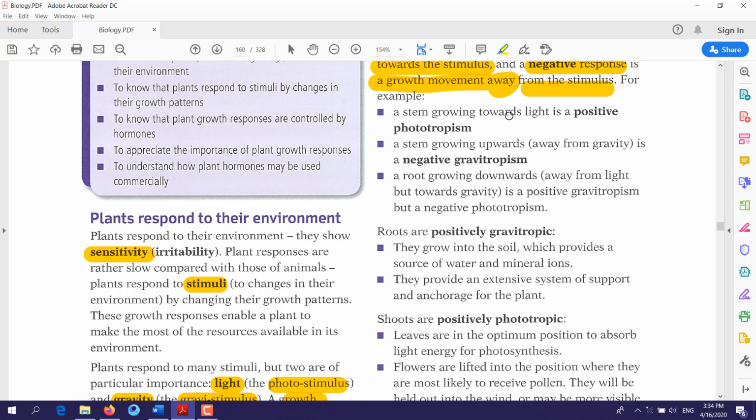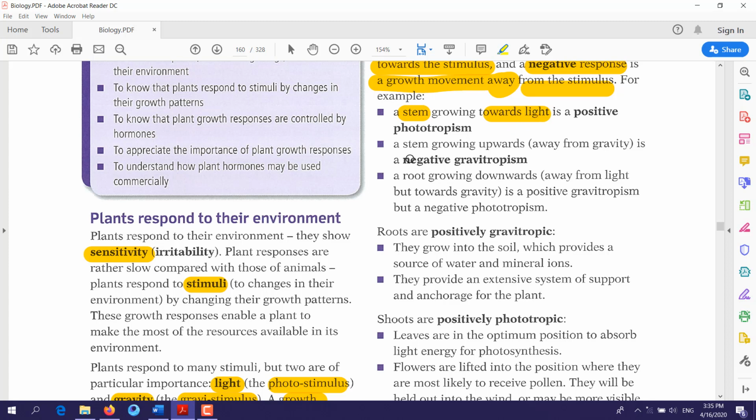A stem growing toward light is positive phototropism. We have a part of a plant which is a stem. It's growing toward light. Light is the stimulus here. So the growing is toward the stimulus, and this is positive. Why do we call it positive phototropism? Because the stem grows toward light.